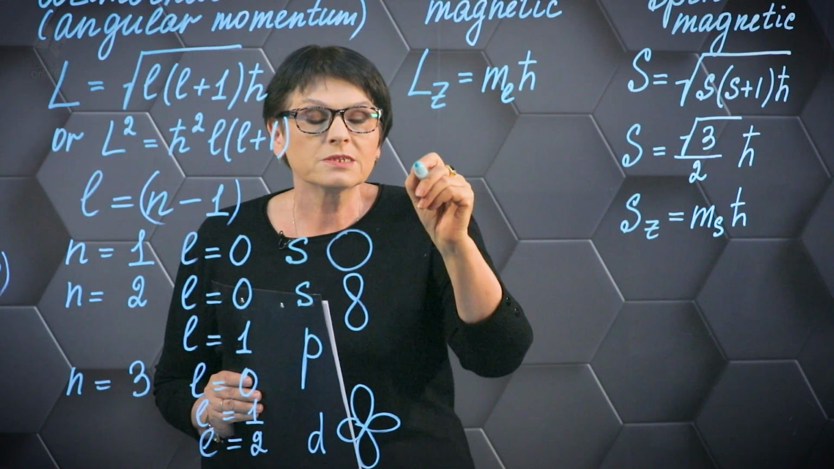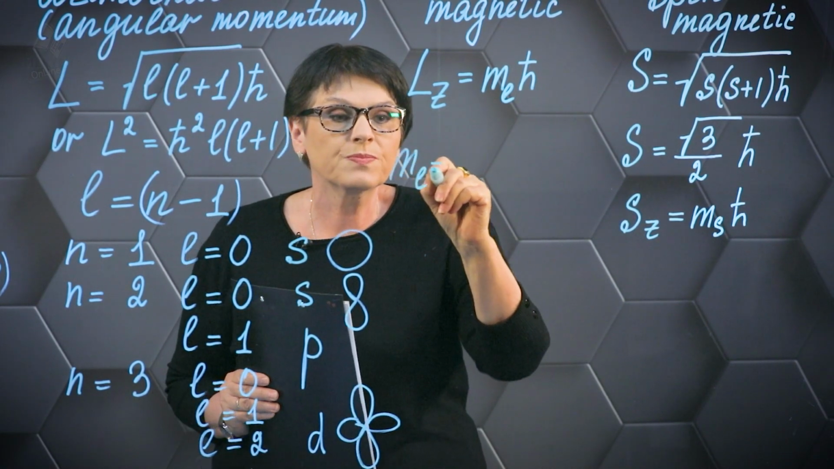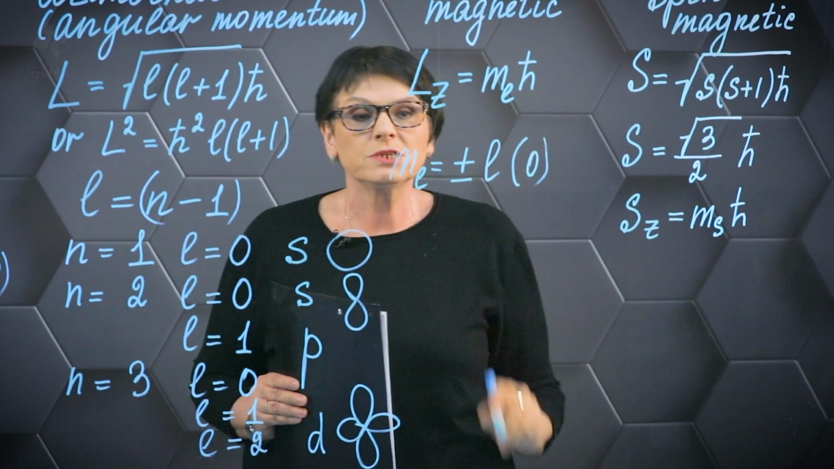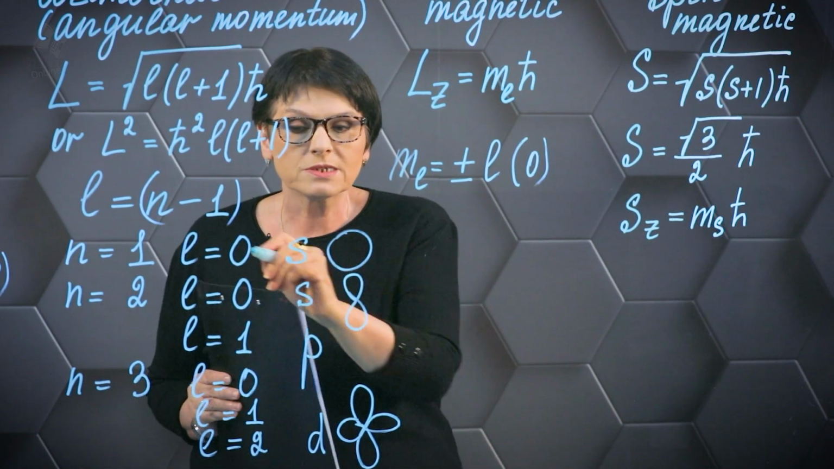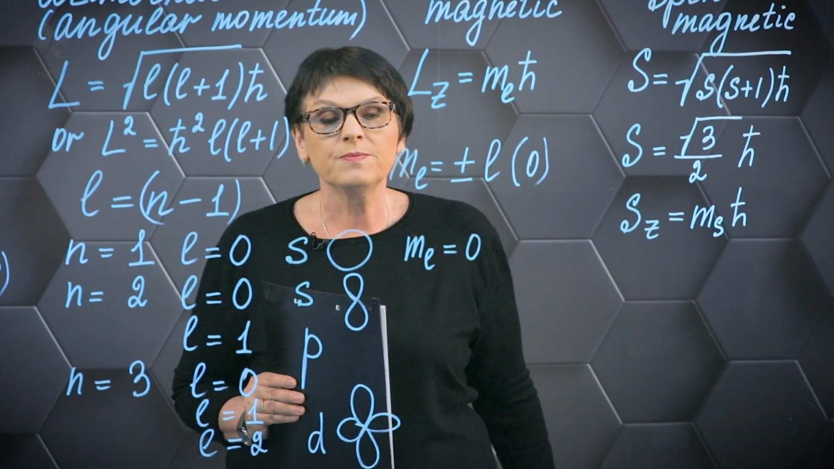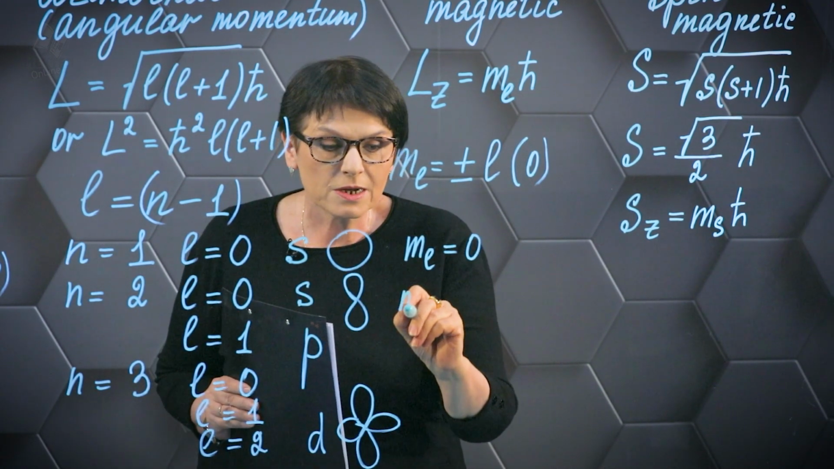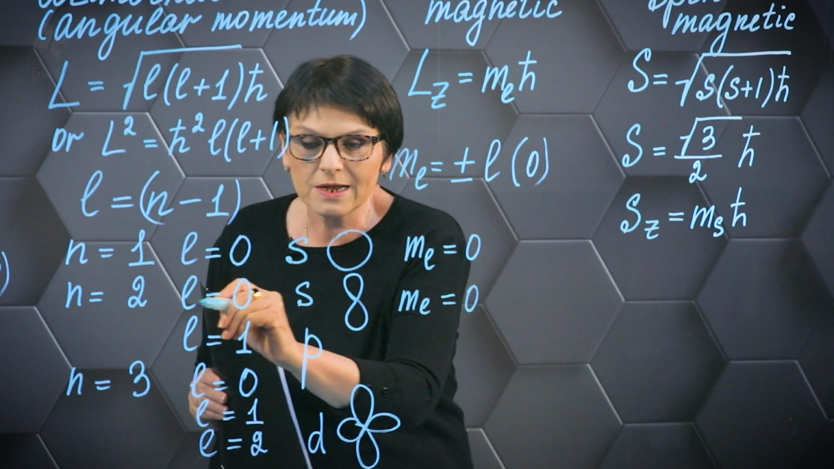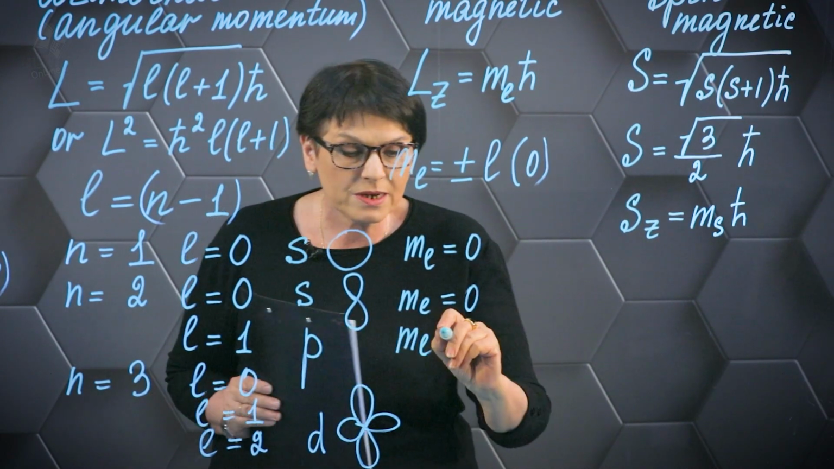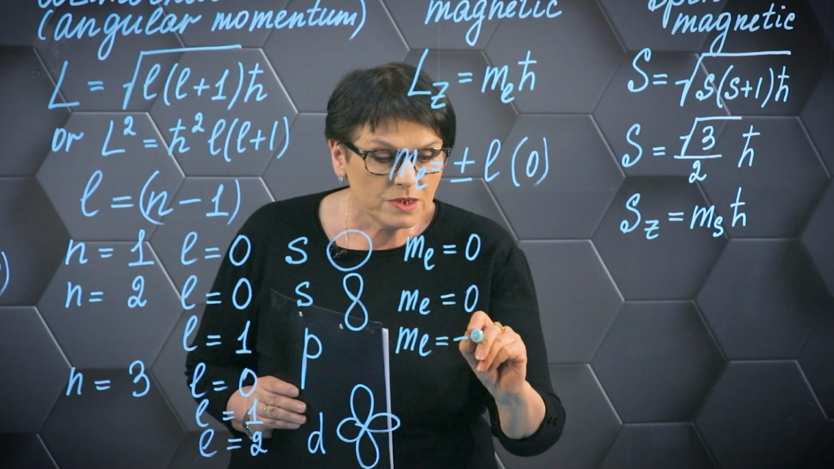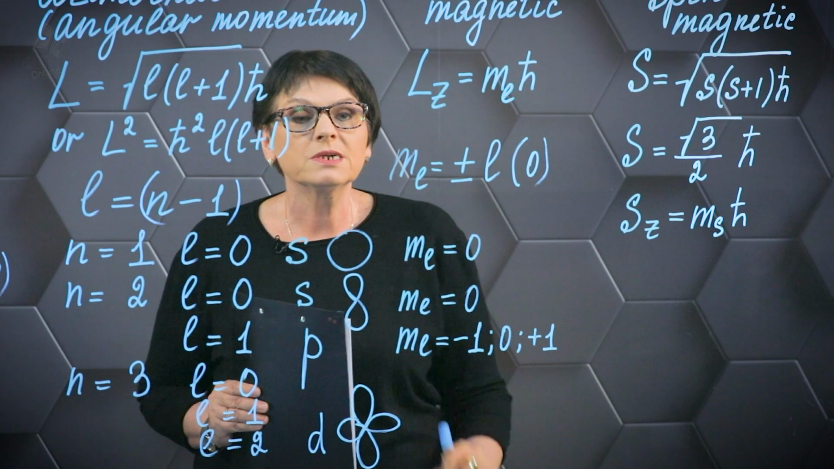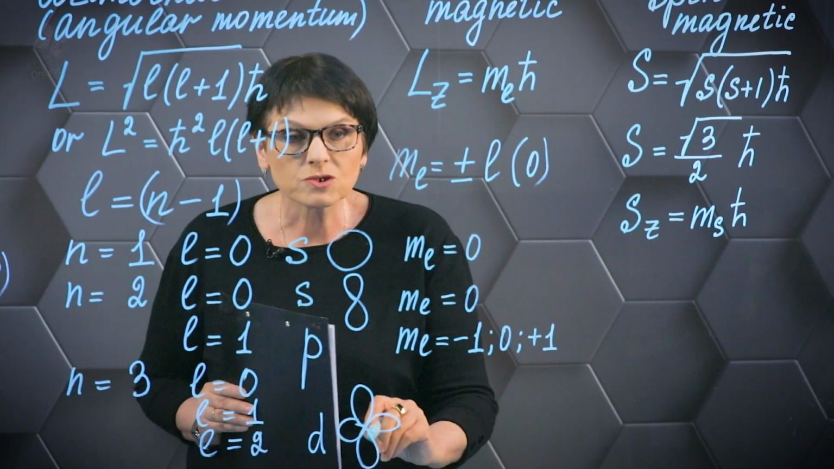In turn, this ml value takes the value plus or minus L, with the value passing necessarily through 0. So if we have L equal to 0, then ml will also take the value 0. Further, if ml is 0 respectively, it will be 0 for the s electron of the second level. And for example, the ml for the p electron will be minus 1, 0, and plus 1.